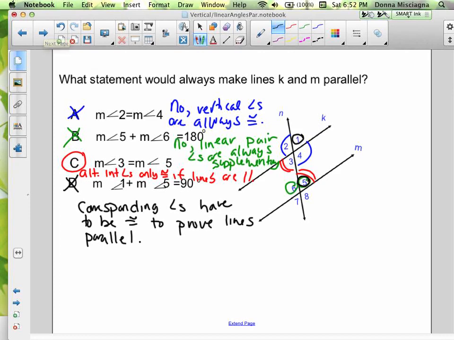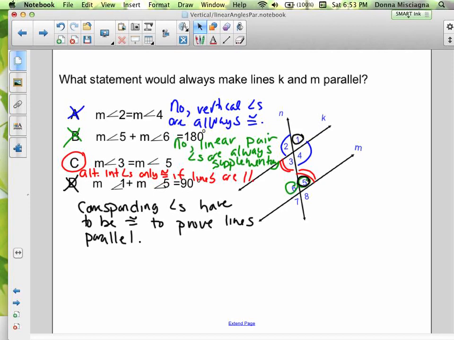So if you have a multiple choice question like this on a formative or a benchmark, go through your choices. You're looking for one of your 4 relationships to prove lines parallel. Vertical angles and linear pair are not enough to prove lines parallel. You have to have congruent alternate interior angles, congruent corresponding angles, congruent alternate exterior angles, or supplementary consecutive interior angles, or same side interior angles. So here's how to solve a problem like this and all of our justifications.